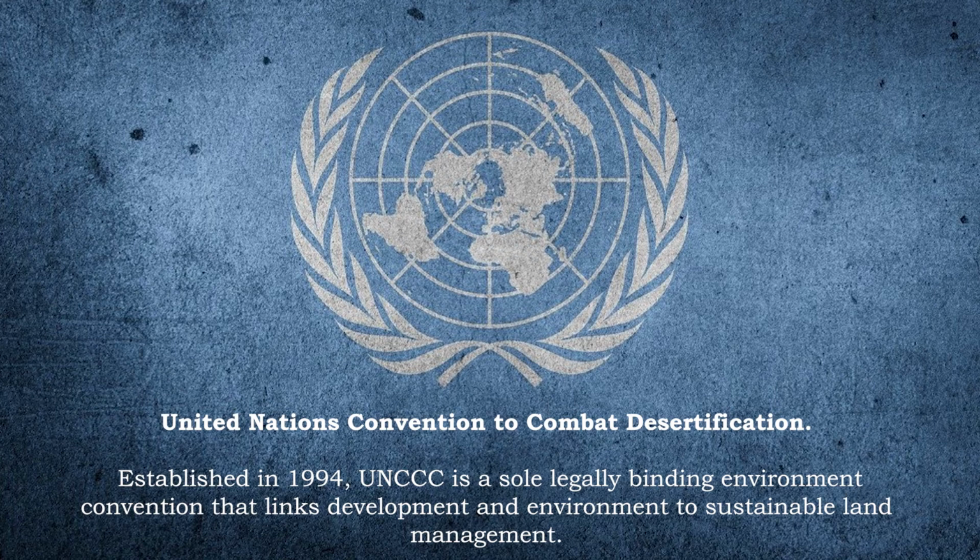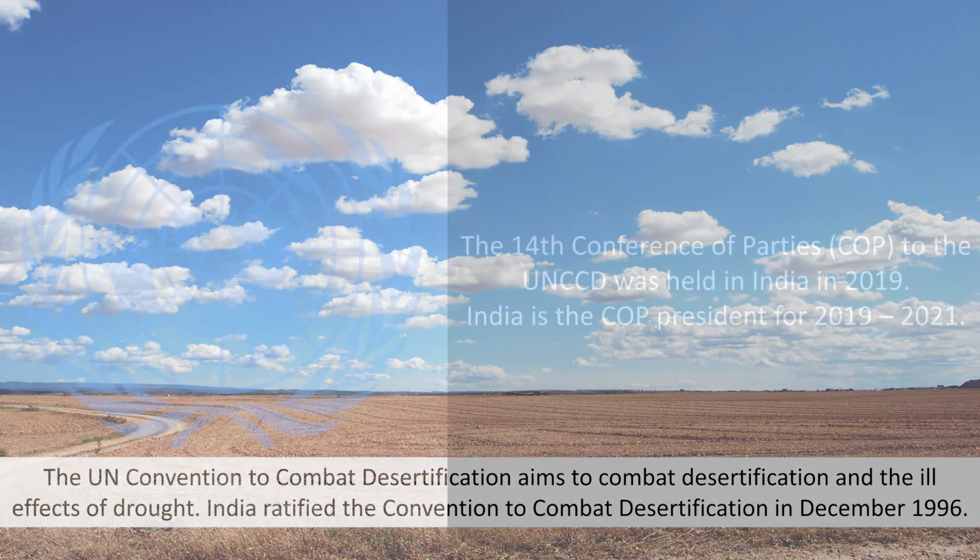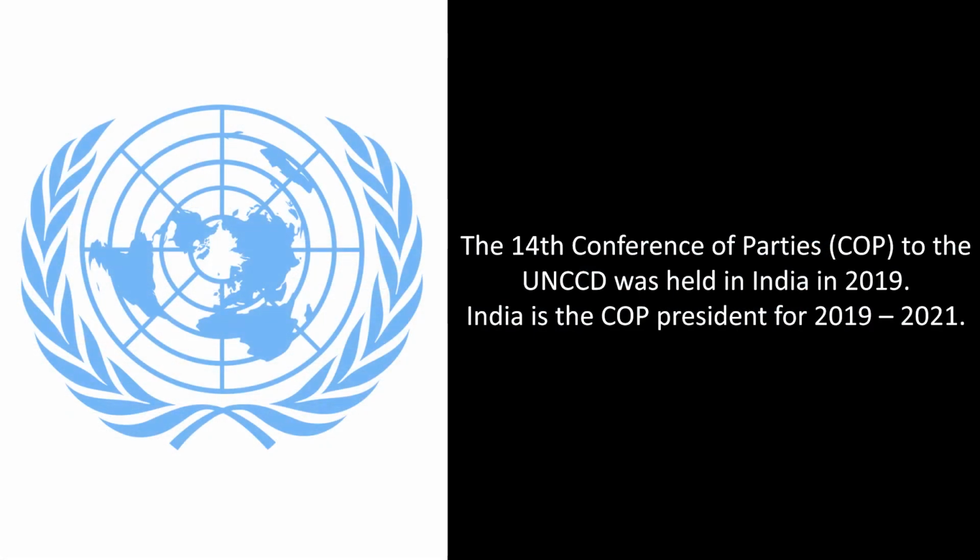It is a legally binding environment convention which links development to environment and sustainable land management. The United Nations Convention to Combat Desertification aims to combat desertification and also to control the ill effects of drought. India ratified the convention in December 1996, so we are a part of it. And similarly, the 14th Conference of Parties to the UNCCD was held in India in 2019, and India is the co-president for 2019 to 2021. It was the co-president where all the efforts and recommendations to control desertification were discussed and measures were elaborately taken.